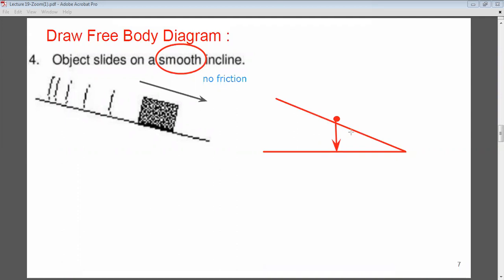And we have a surface here, so there is the normal perpendicular to the surface. It should make 90 degrees with the surface. What else? Smooth incline, so there is no friction. So I only have weight and normal vectors. Okay, let's move on.